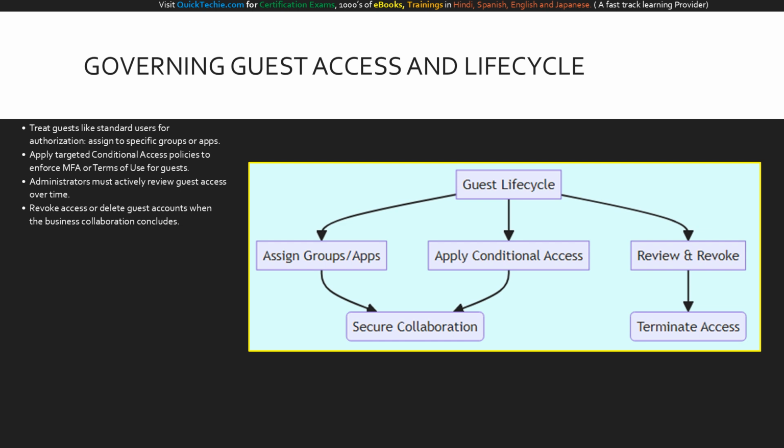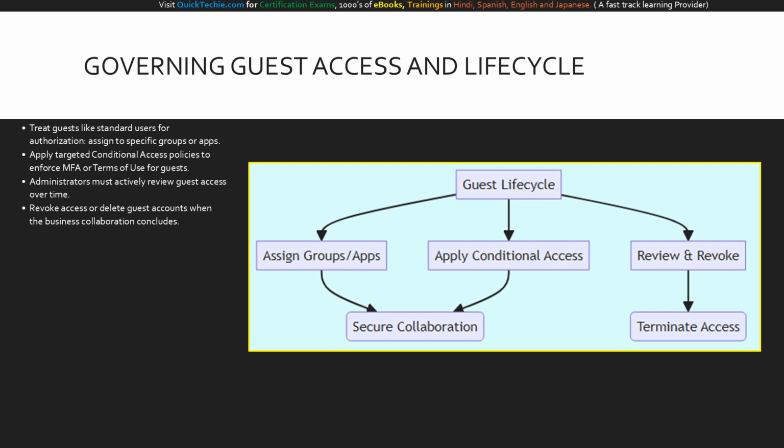This final diagram brings together the critical elements of the ongoing guest lifecycle. From the central lifecycle node, we branch out into 3 continuous administrative responsibilities. We assign the guest to specific groups and apps to grant targeted, least privilege access. Crucially, we wrap that access in security by applying conditional access policies, such as forcing MFA. Both of these proactive actions lead to a state of secure collaboration.